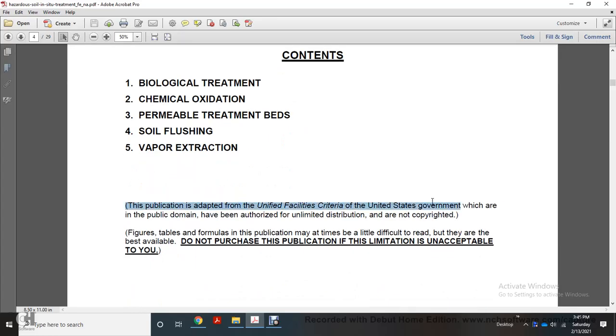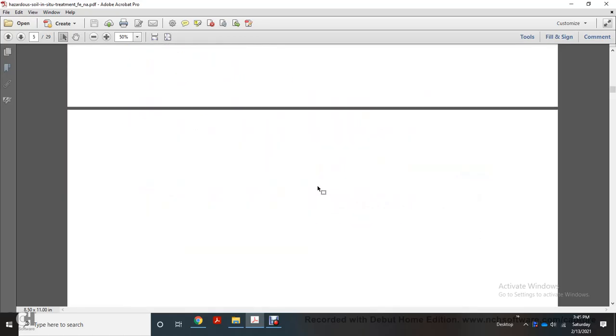This publication is adapted from Unified Facilities Criteria, United States Government, which are public domain, authorized for unlimited distribution, and not copyrighted.